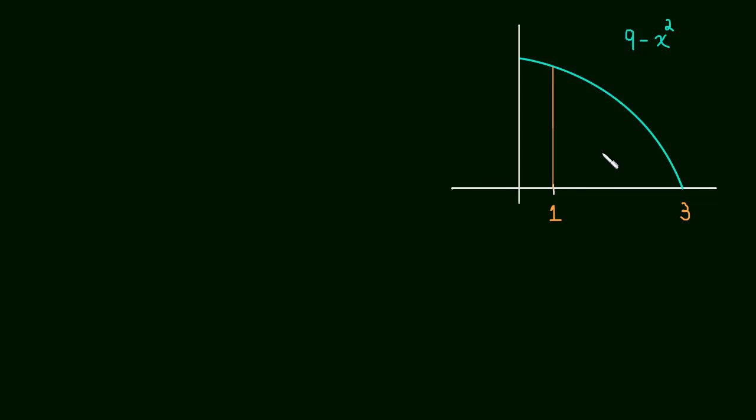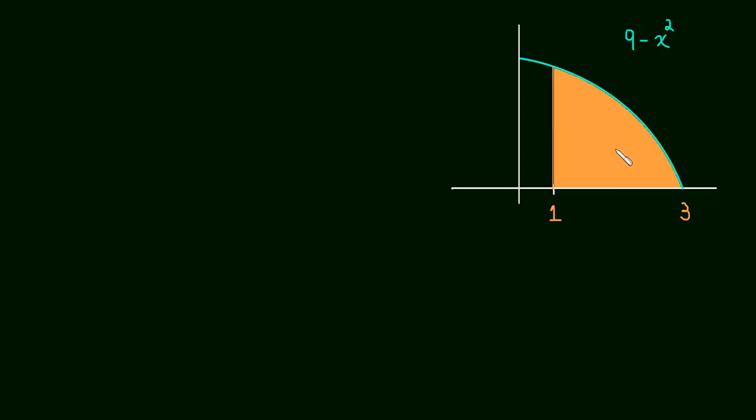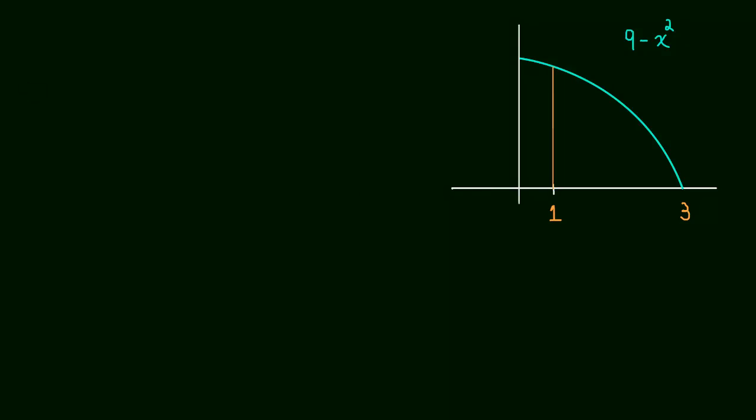Let's take a look at finding the area of this region here. So the area under the graph of 9 minus x squared when x is between 1 and 3. Okay, so first things first, let's determine the width of the rectangles we're going to use.